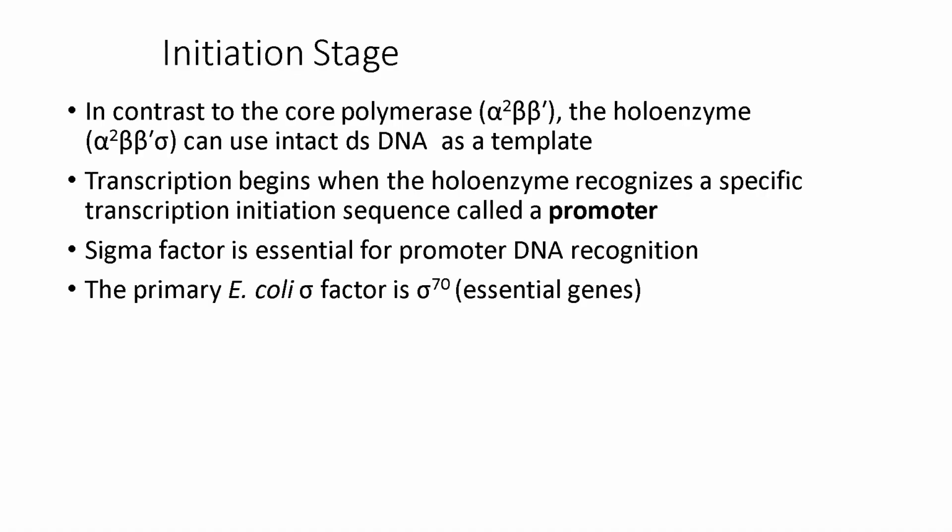To begin transcription, the RNA polymerase must recognize a promoter sequence on intact double-stranded DNA. This requires the holoenzyme, which includes the sigma factor. The sigma factor plays a crucial role in identifying the promoter, enabling transcription to start at the correct location. In E. coli, the primary sigma factor is sigma 70, which regulates essential genes.